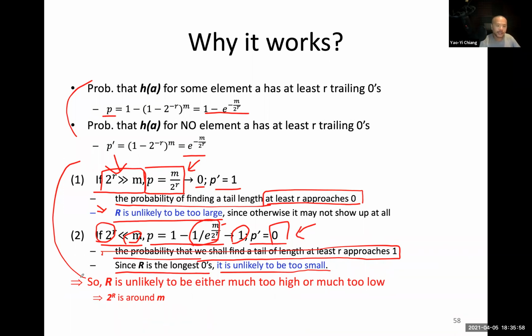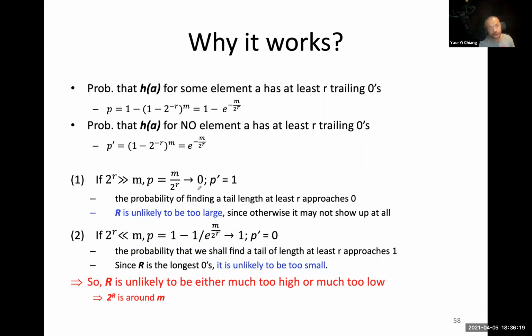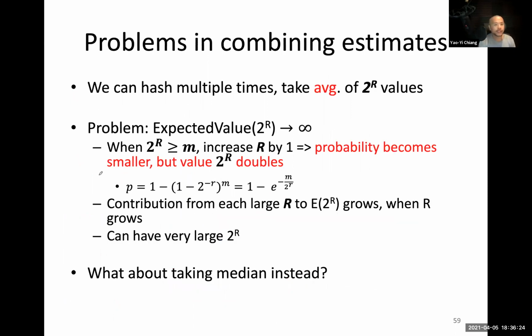And based on these two cases, we know that your r is unlikely to be either too high or too low. So we say your 2 to the power of r is around m. That's why you can use 2 to the power of r to estimate m. Okay, so that's the explanation why you can use 2 to the power of r to estimate m. What would be the problem in combining all these estimates? Well, usually, like our min hash examples, you hash multiple times. You would take the average of the 2 to the power of r values, right?